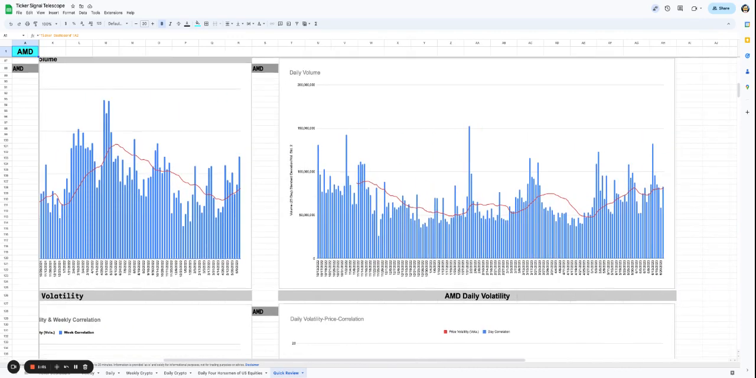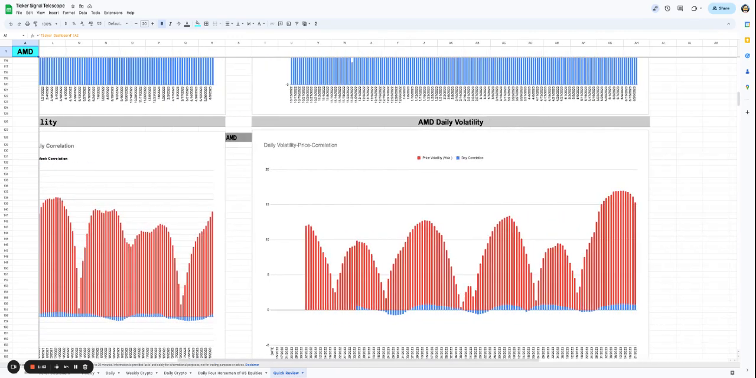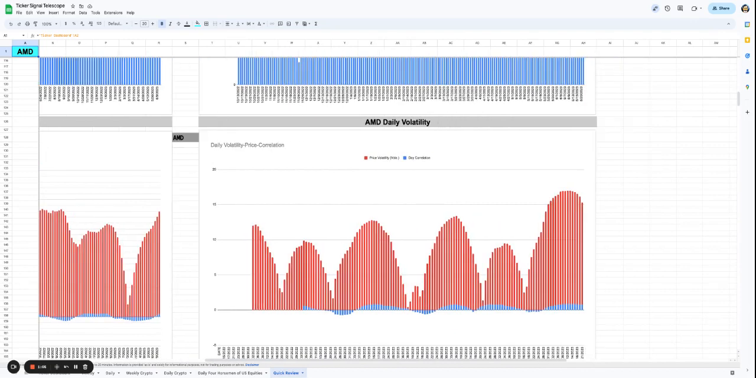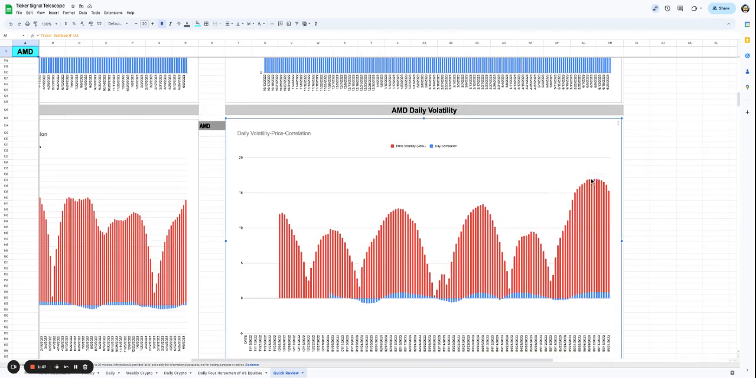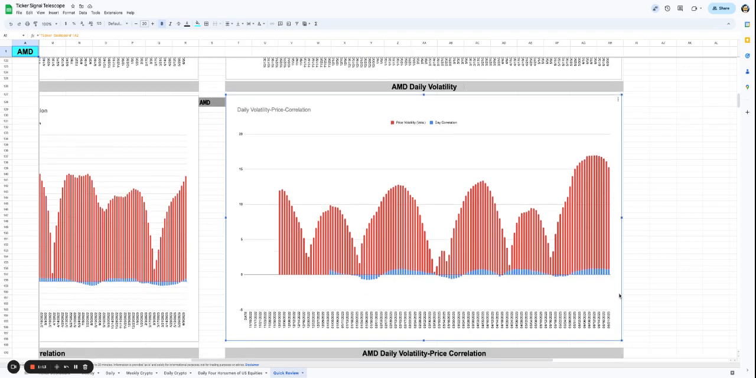The volume looks great. I want to believe in it. The volatility, now this is an interesting signal. And the reason why I say this is because the daily volatility here, you see in the red, it is starting to roll over and the price correlation is still high. So when the price correlation is high to the volume or the volatility and the volatility is rolling over, ta-da, the price is going to fall.